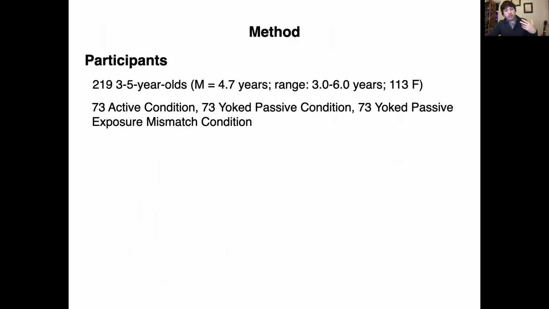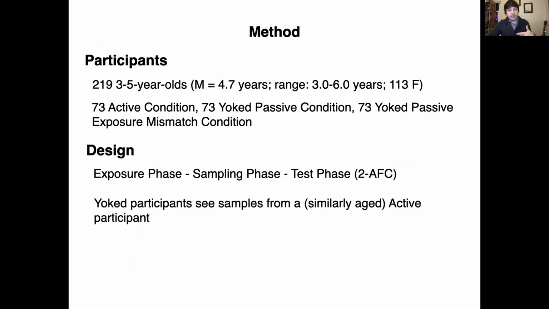So we tested 219 participants total, 73 in each of the passive conditions, in addition to the 73 from the active condition that we have already met. After the sampling phase, we tested children's word knowledge in a two alternative forced choice test phase. And one small note here is that we also yoked similarly aged participants together. So 3-year-olds were yoked with 3-year-olds, 4-year-olds with 4-year-olds, and so on. We didn't see much evidence for differences across ages though, so I won't be focusing on that here.